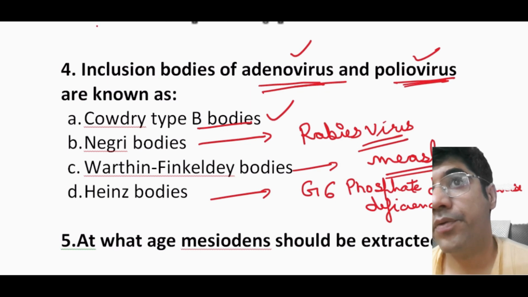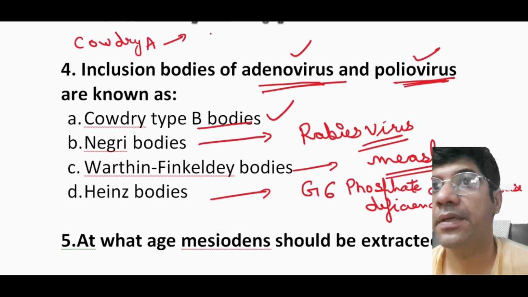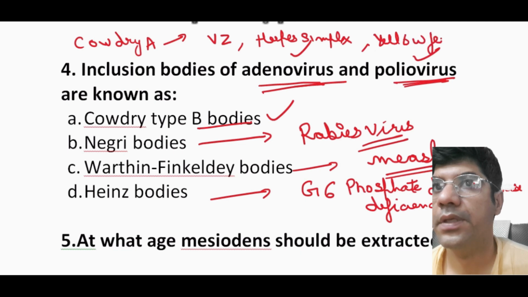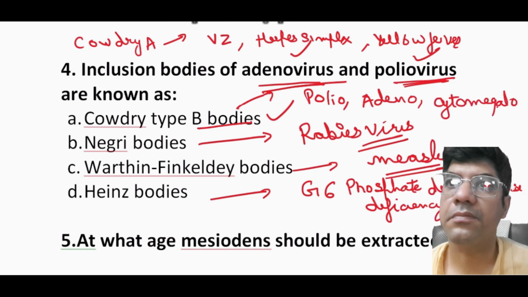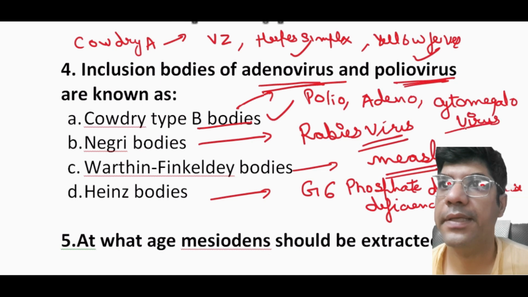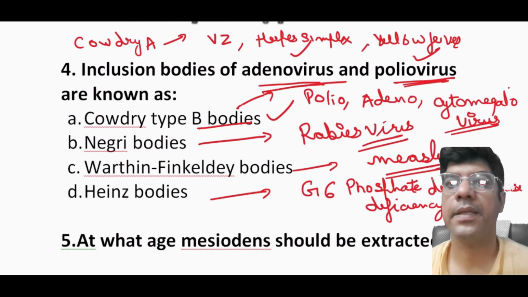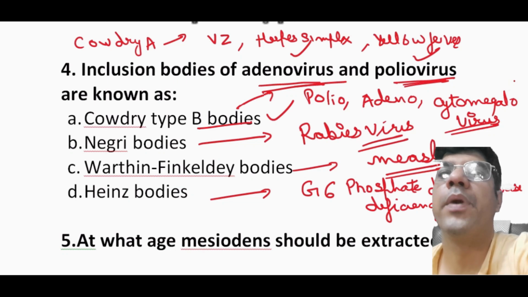So remember, Cowdry type A bodies are seen in varicella zoster, herpes simplex and yellow fever. And Cowdry type B bodies are seen in poliovirus, adenovirus and cytomegalovirus. That is an important part that you have to remember from your exam point of view.